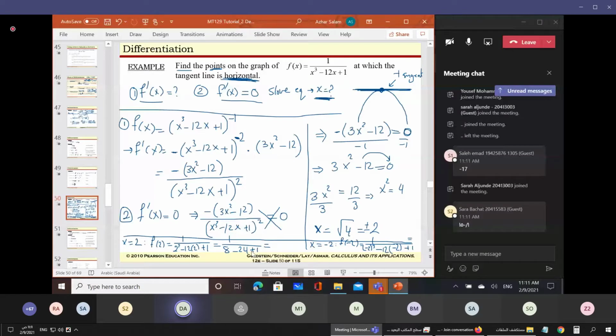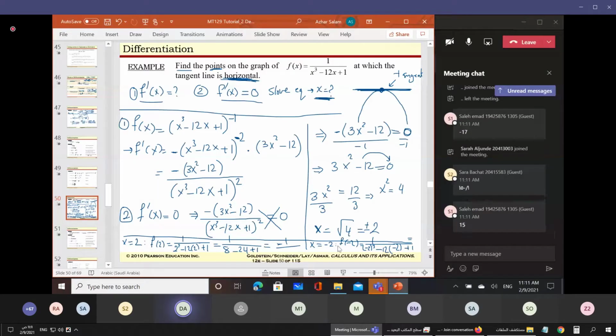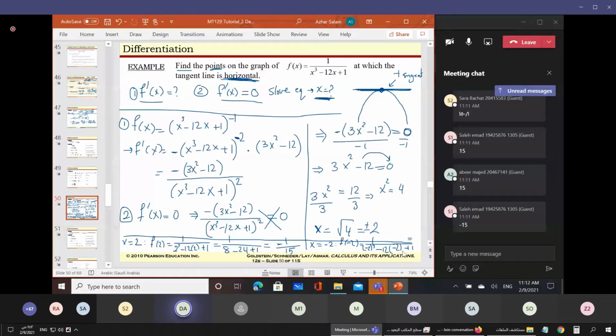8 plus 1 is 9. 9 minus 24, it will be minus 1 over... What is this number, 10 or 15? Okay, it will be 15, minus 1 over 15. And also here for -2, -1/15, okay? Okay, here also, I will complete it here.